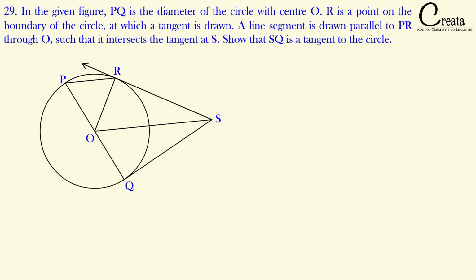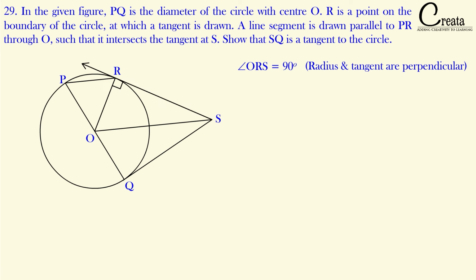Let's see. Further, it is given that RS is a tangent to the circle. It means the tangent and radius are perpendicular to each other. This property will be applicable to this tangent. Here OR is the radius and RS is a tangent. So this angle will be equal to 90 degrees. Got it? Tangent and radius are perpendicular to each other.